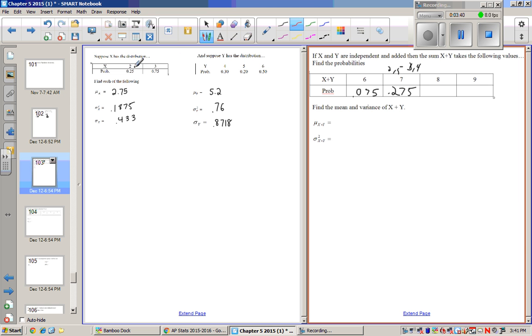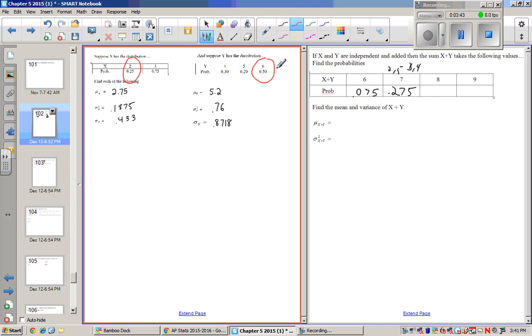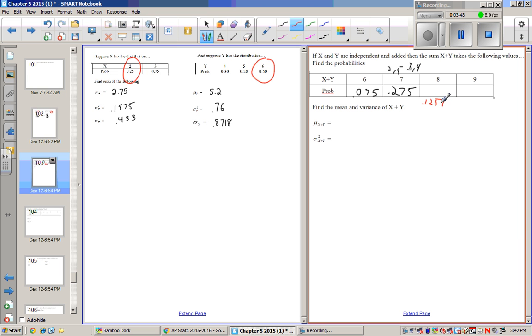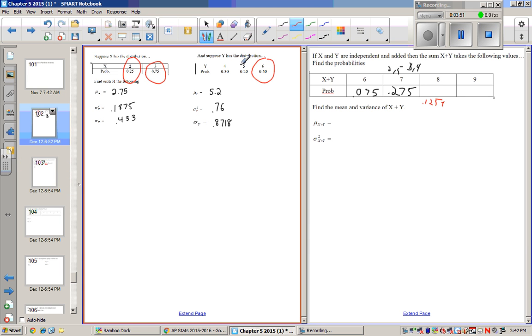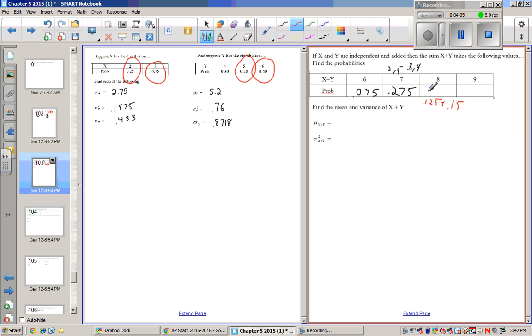Now to get 8, I can get 8 by doing 2 and 6, which is 0.25 times 0.5, which is 0.125. And I could do 3 and 5 to get it. So 0.75 times 0.2, that's 0.15. So when I add these together, I'll get 0.275. Finally, for 9, the only way we can get 9 is 3 and 6. So that's 0.75 times 0.5, so 0.375.